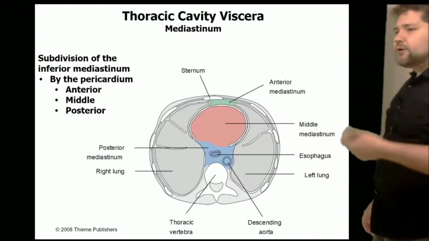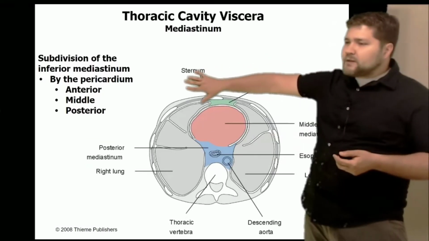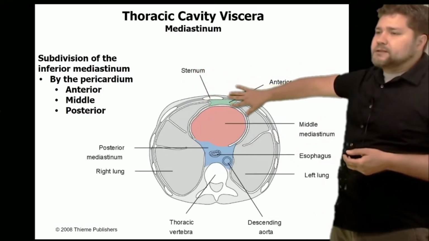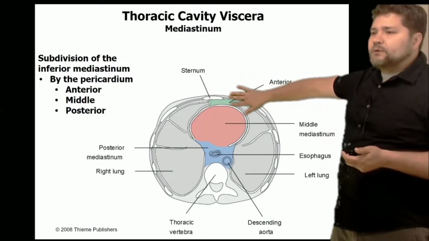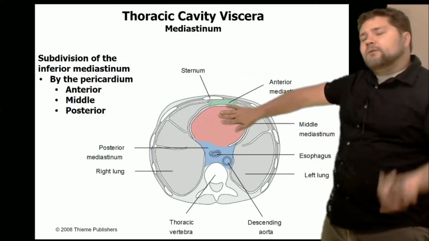So if we're looking at the inferior mediastinum, we can divide that into an anterior compartment, which you can see is really not a whole lot there. We've got a middle part, which is pretty much just our heart. So we're going to look at that separately when we talk about the heart.